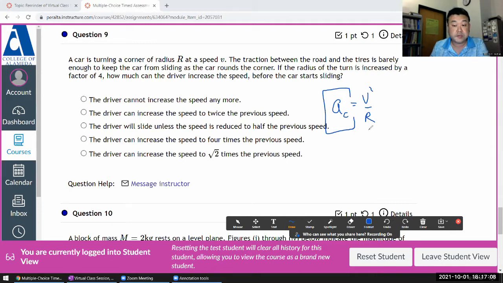So if you're increasing radius by a factor of 4, okay, then you can increase velocity by a factor of 2 because you have to square it, and then after that, they twice the previous speed, yeah.